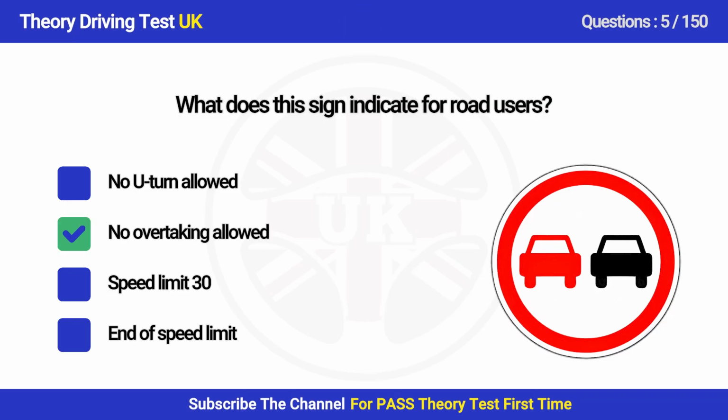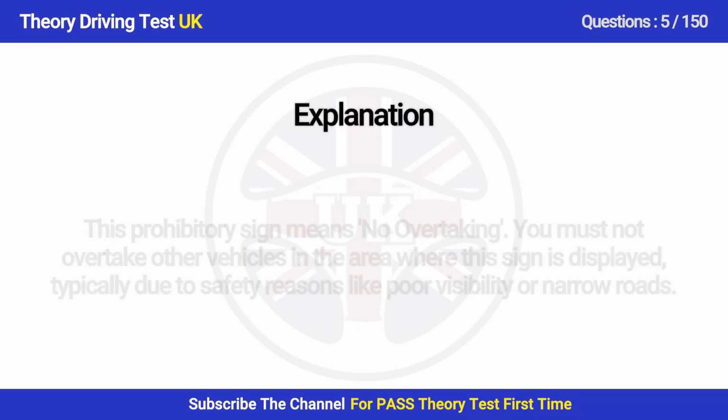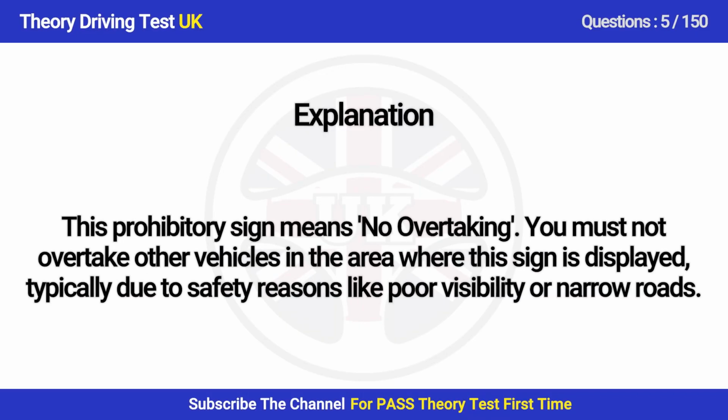Answer is B. No overtaking allowed. This prohibitory sign means no overtaking. You must not overtake other vehicles in the area where this sign is displayed, typically due to safety reasons like poor visibility or narrow roads.